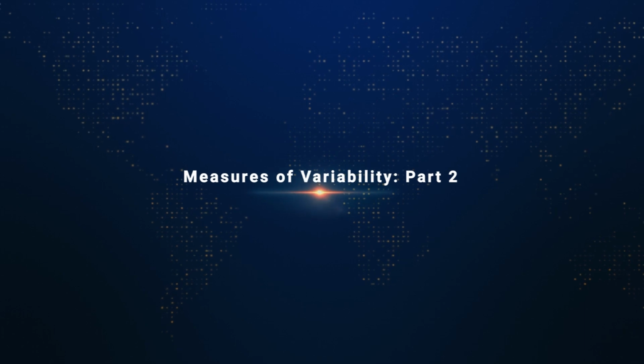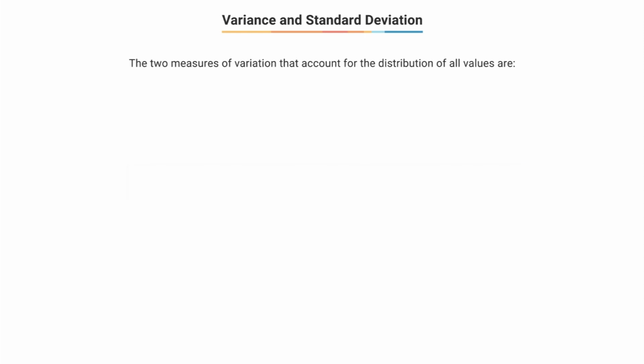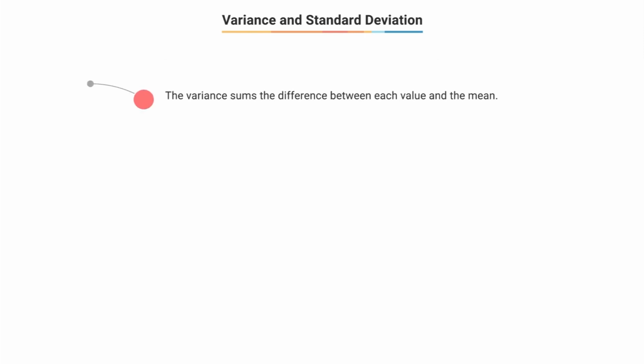Now we'll discuss the measure of variance and standard deviation. Being a simple measure of variation, the range does not consider how the values are distributed or clustered between the extremes. Two commonly used measures of variation that account for how all the values are distributed are the variance and standard deviation. These statistics measure the average scatter around the mean, how larger values fluctuate above it and how smaller values fluctuate below it. A simple calculation of variation around the mean might take the difference between each value and the mean and then sum these differences.